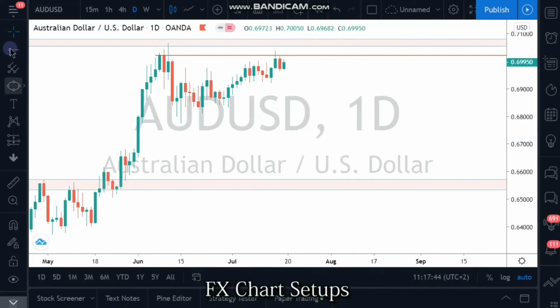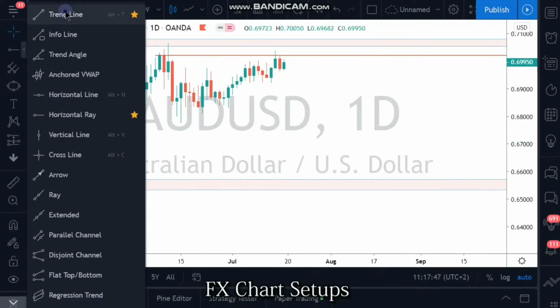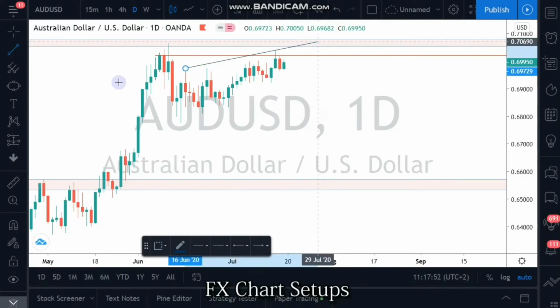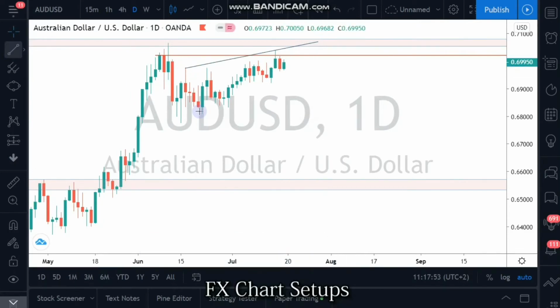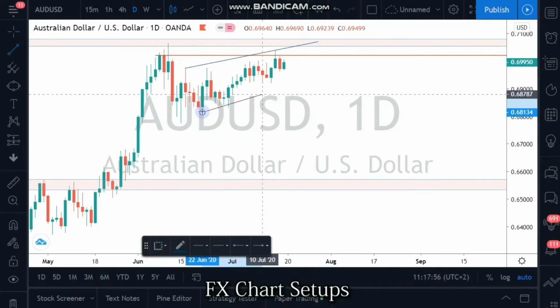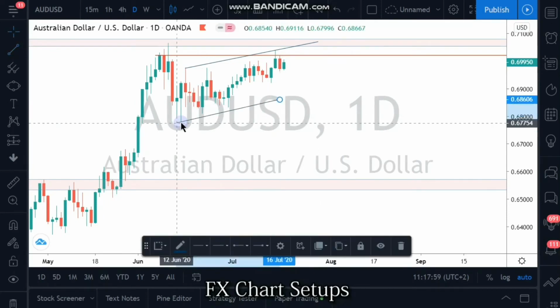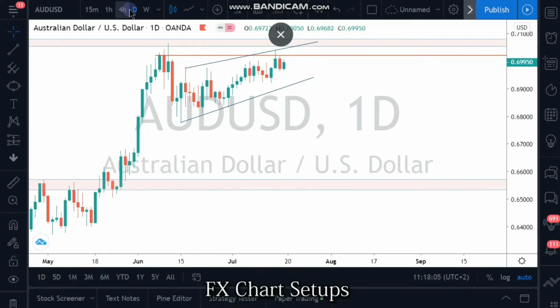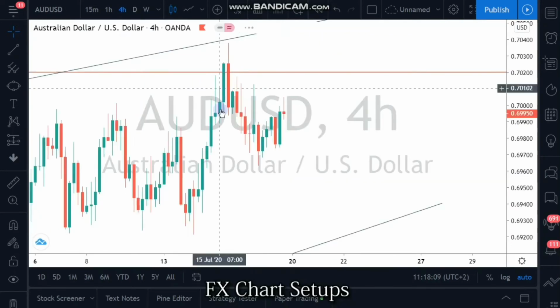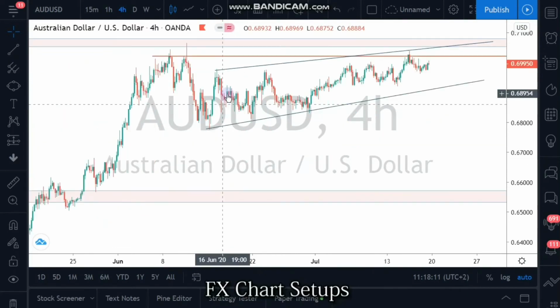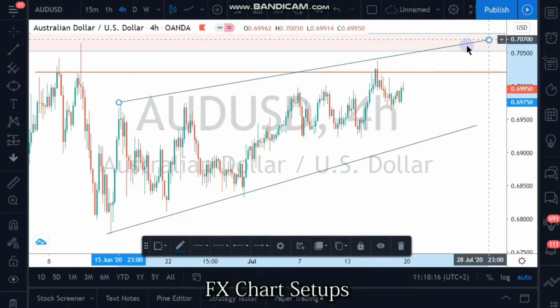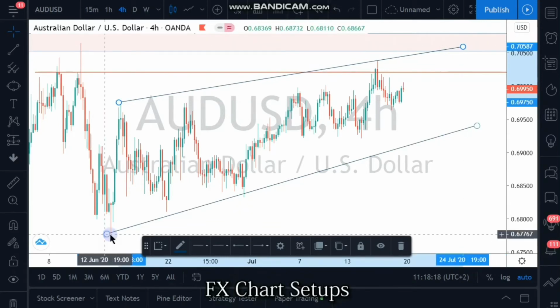So let's just go straight into the analysis by drawing our resistance trend line here first, and our support trend line. I think we'll have to just go down onto the 4-hour to get this done right. So let's just mark it out on the daily, and we'll go down to the 4-hour just to see that our structure has been marked out correctly. Okay, I like to have them just touch the wicks. Perfect. And here our support.